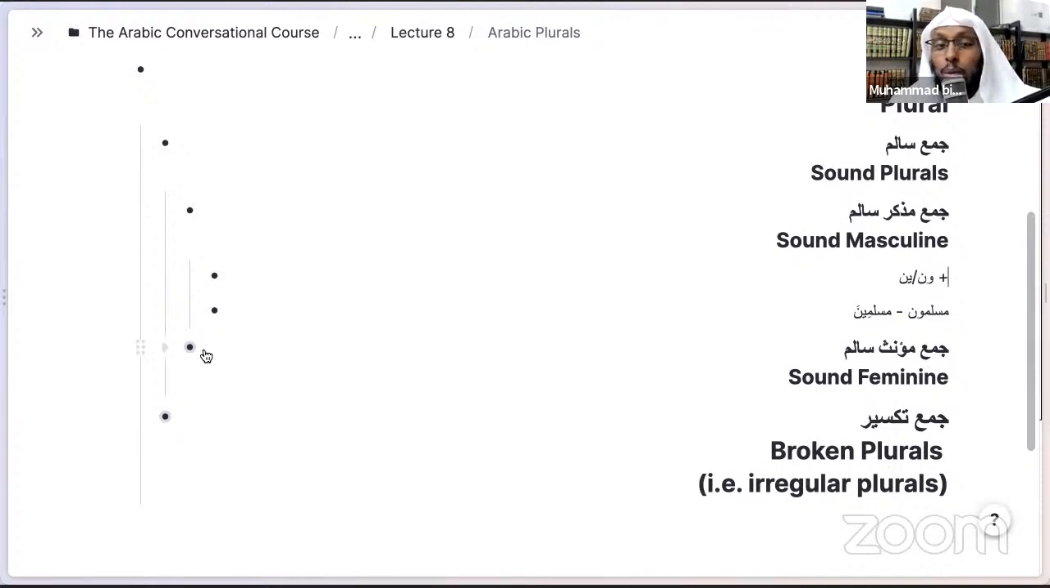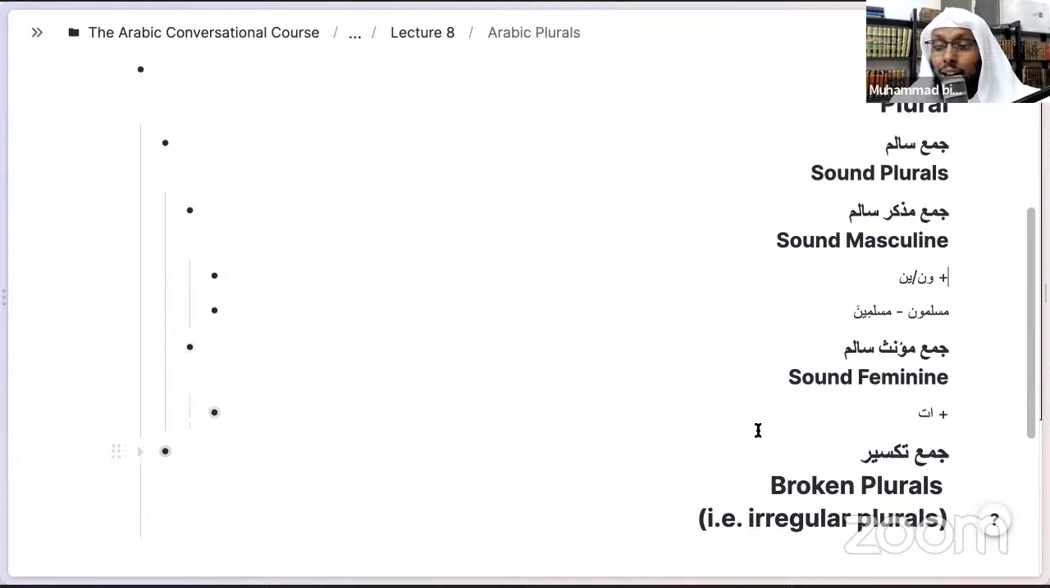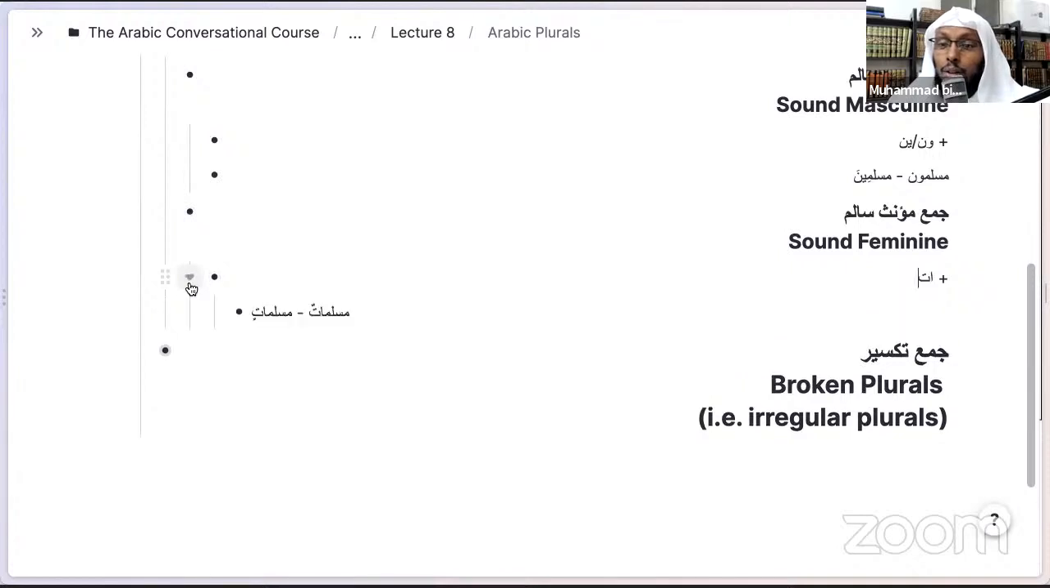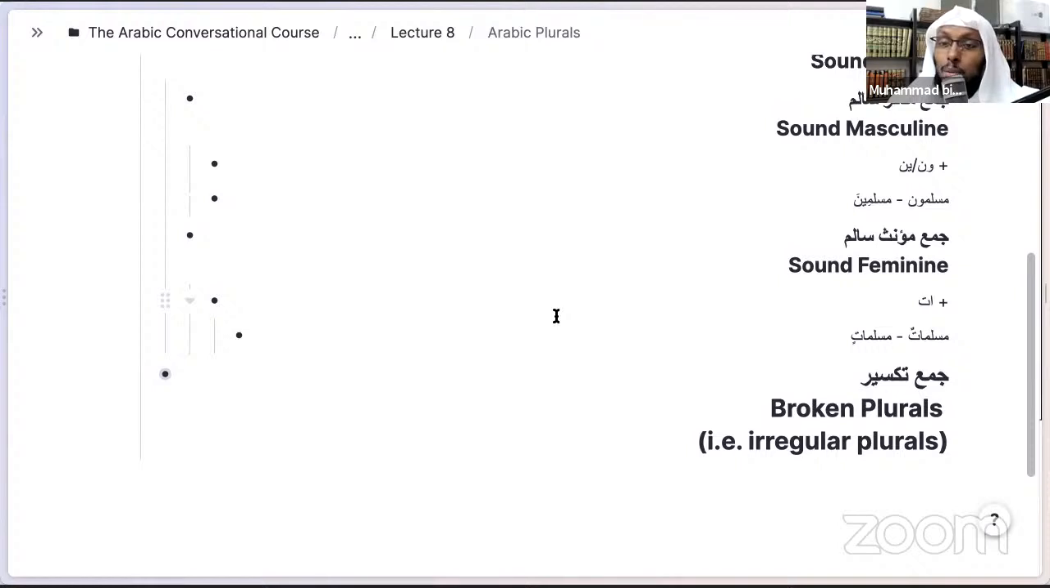When it comes to the jama' mu'annath salim, we add an alif and ta. Easier. This is easier than the muslimuna and muslimina because you don't have two possibilities. This one stays the same when it comes to grammar. You add an alif and ta. So we have muslimatun or muslimatin, obviously depending on what haraka should be at the end. Again, depending on grammar. Okay? You add an alif and ta.